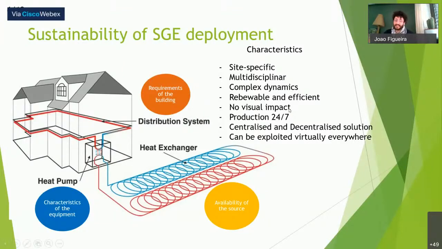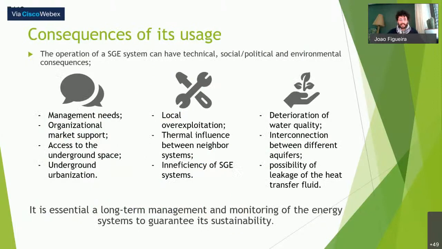This technology doesn't really have a visual impact when we compare it with air heat pumps, for instance. It can have production 24/7, so it doesn't depend on whether there's sun or whether there's wind. It can also be a centralized or decentralized solution and can be exploited virtually everywhere. So this is interesting, but also its usage comes with some consequences that we need to understand and we need to control to have successful projects.